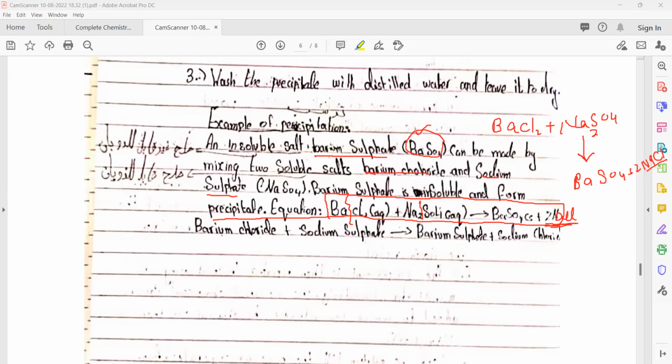Yeah? In my notebook, it's written BaSO4 plus 2 NaCl. Yeah, I'm right. Okay. It means it's like this, as I wrote. You can see the screen here, yeah? 2 NaCl. Okay, complete this one also. Okay, now let's go down after understanding this. Okay, now feel easy, relax.